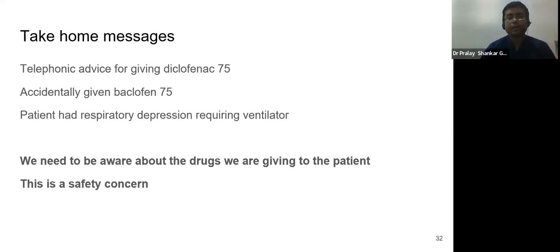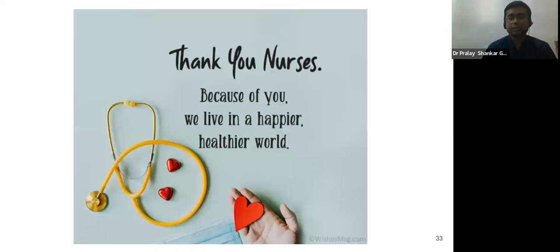But that is the reason we need to be aware of the drugs we are giving to the patient, because this is a serious safety concern. Thank you so much.